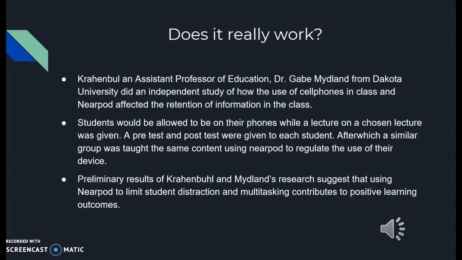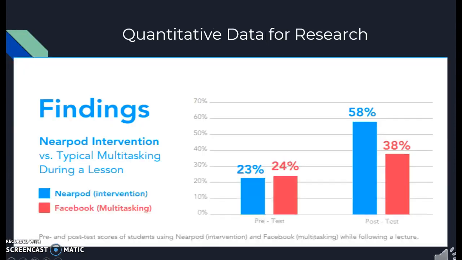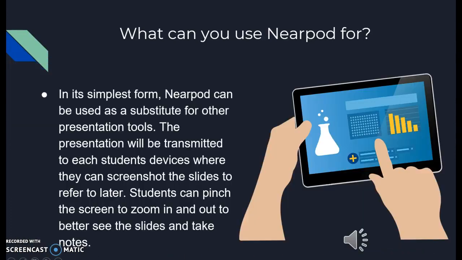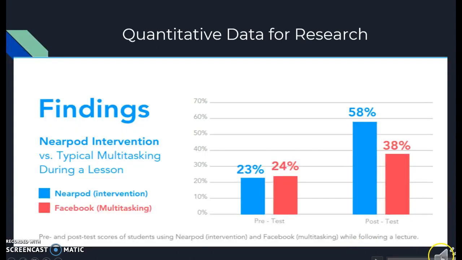A pre-test and a post-test were given to each student, after which a similar group was taught the same content using Nearpod to regulate the use of their devices. The preliminary results, which you'll see on the next slide, of the research suggest that using Nearpod to limit student distraction and multitasking contributes to a positive learning outcome. We see the quantitative data for the research.